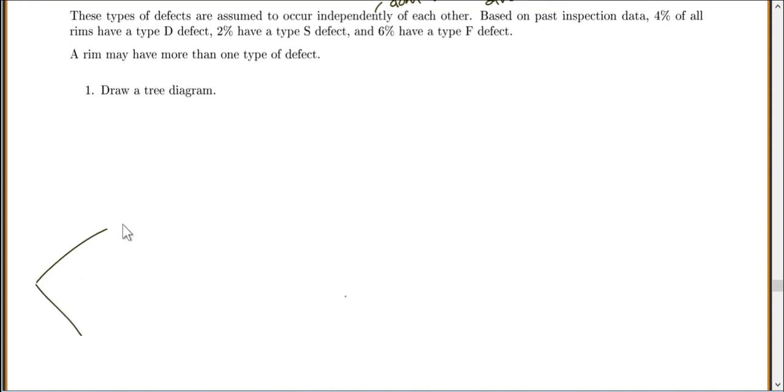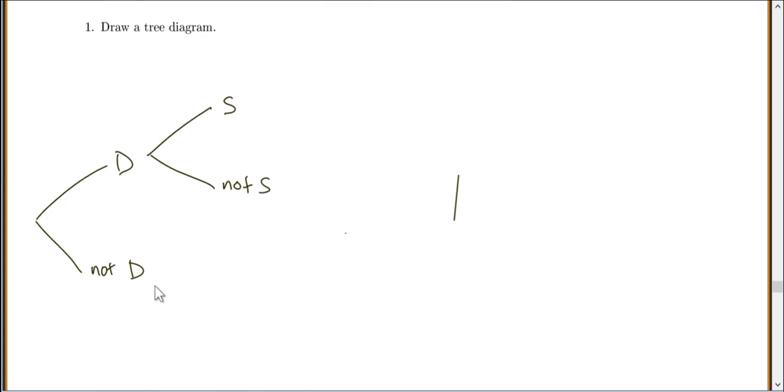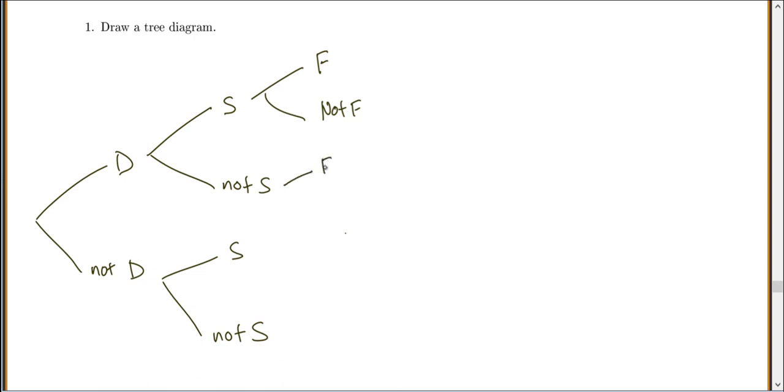I'd start off and I could either have a D defect or a not D. And then whether or not I have a D defect, I could also have an S defect or not have an S defect. And similarly, if I started with a not D defect, I could still have an S defect or a not S. And then I could have an F defect or not F. And no matter what I had already, I can still have an F or not F.